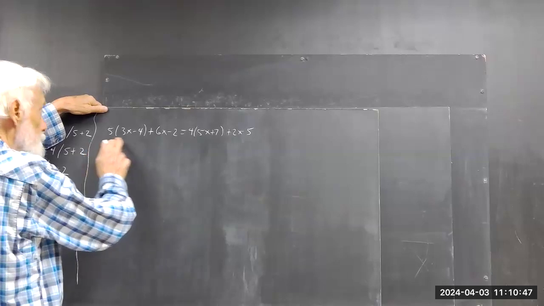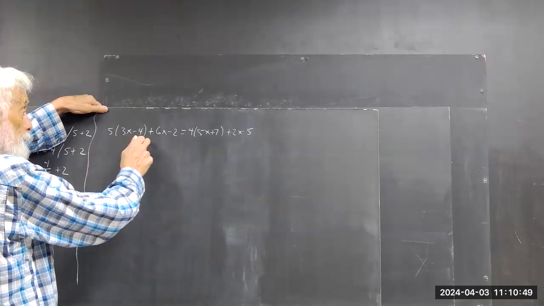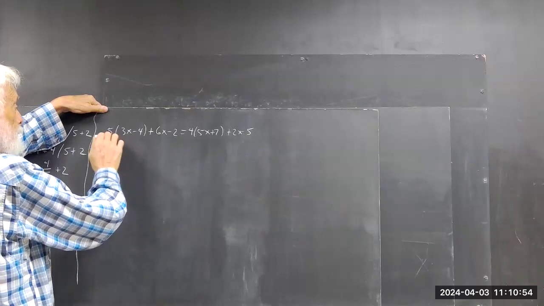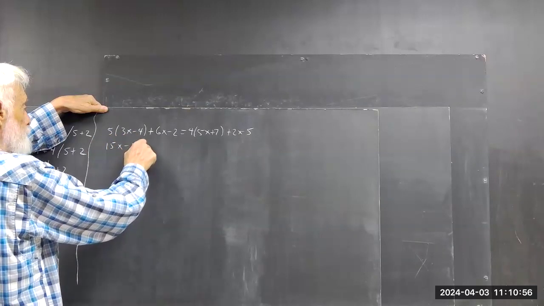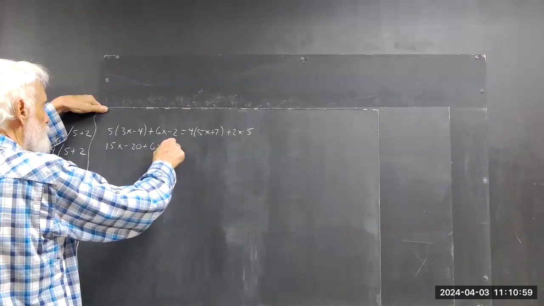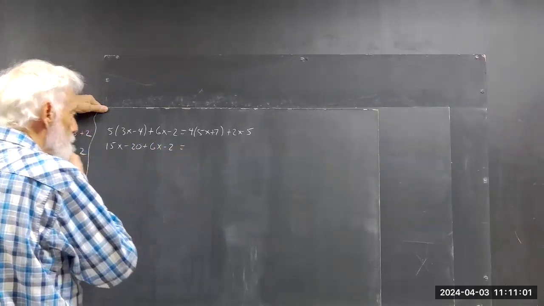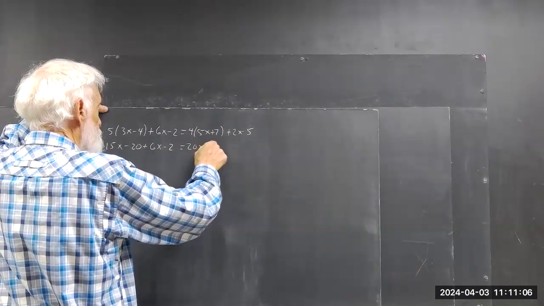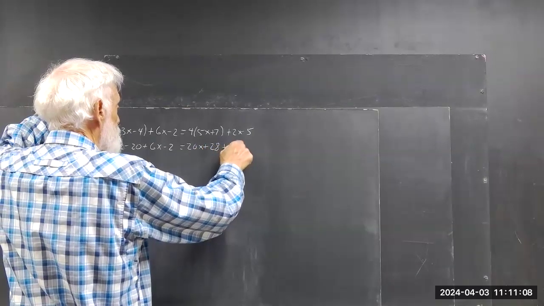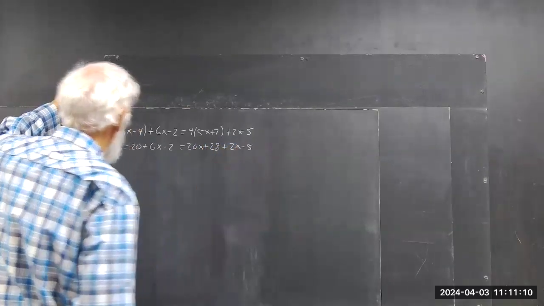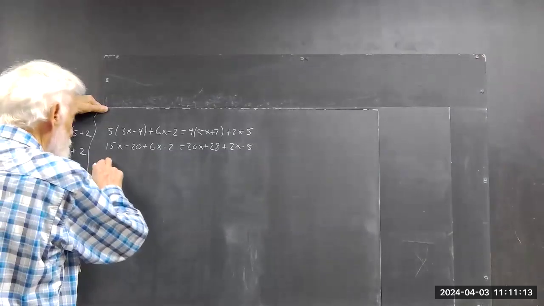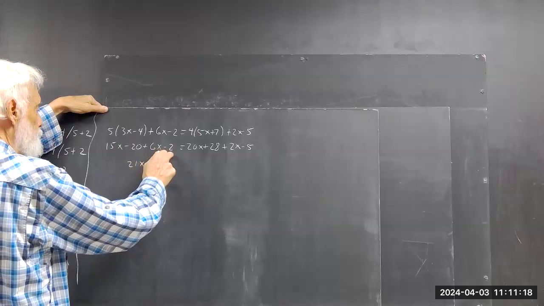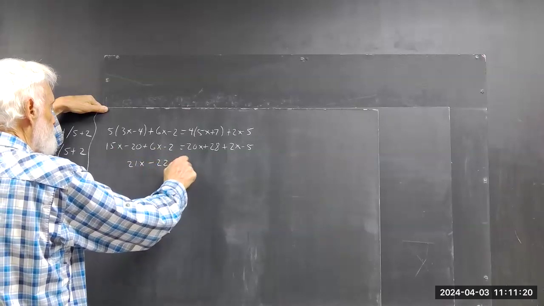Well, we use a distributive law. We multiply 5 by the 3x minus 4. We get 5 times 3x, which is 15x, and minus 5 times 4 is minus 20. Then we have plus 6x minus 2. Over here, we multiply 3 by 4, we get 20x plus 28 plus 2x minus 5. Now, 15x and 6x makes 21x. Negative 20, negative 2 gives us negative 22.